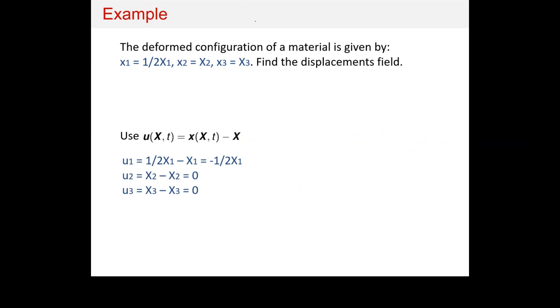Right, so it is minus half x1 and 0 and 0. So this is the displacement field. So this is the component of the displacement vector. All right.